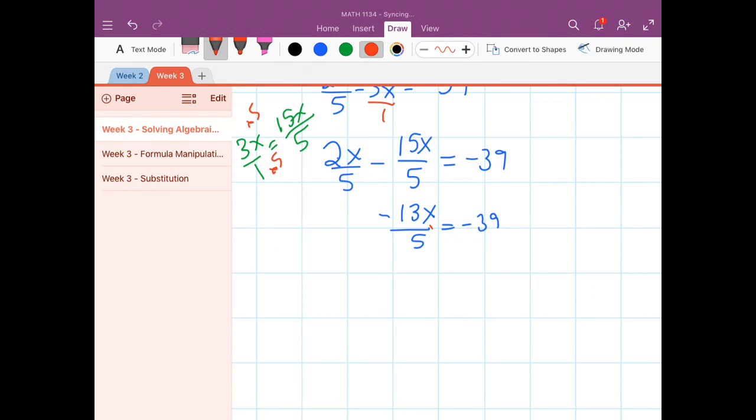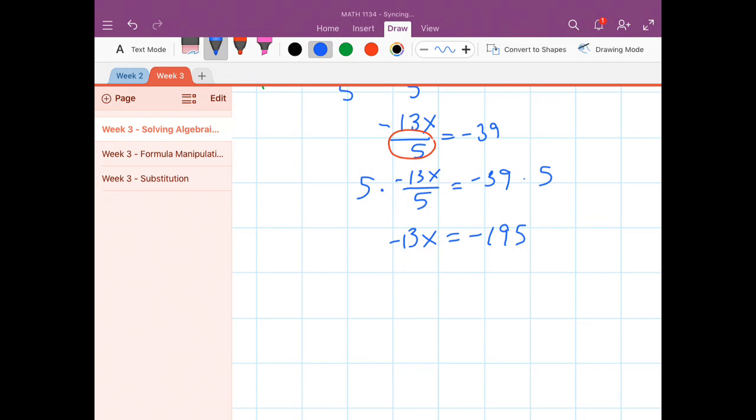So now I'm going to get rid of this divided by 5. And to get rid of divide by 5, you're going to multiply by 5. So that is going to be 5 times negative 13x over 5, and 39 times 5. And that gets me minus 13x is negative 195. So now I'm going to divide both sides by 13 in order to get rid of the multiply 13 there. By negative 13, I should say. And I end up with x is 15.